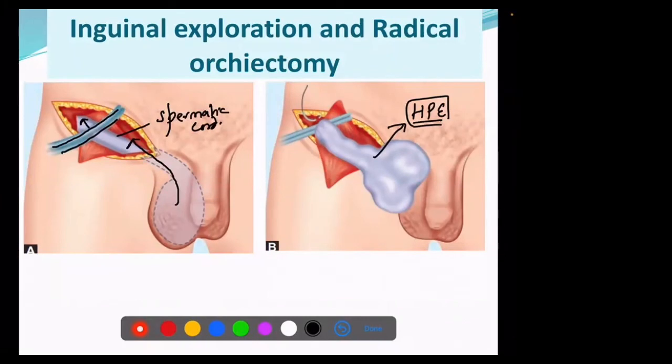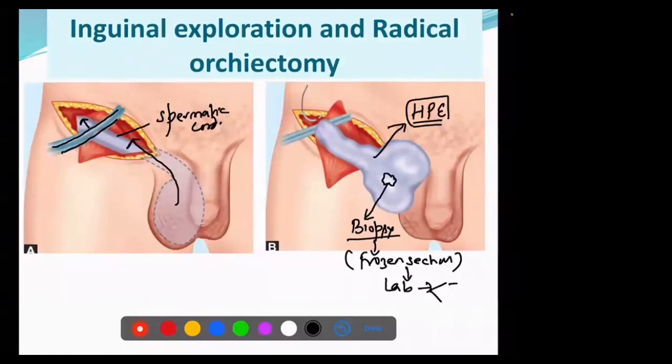But before cutting the testis, we take a biopsy from the suspicious area after removing it from the scrotum. We take the biopsy during surgery, so it's known as frozen section biopsy. During surgery, we send it to the pathology lab and wait for the report.